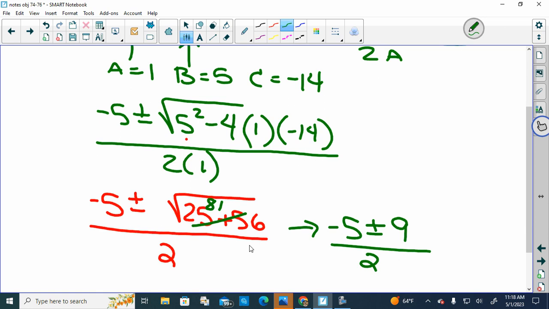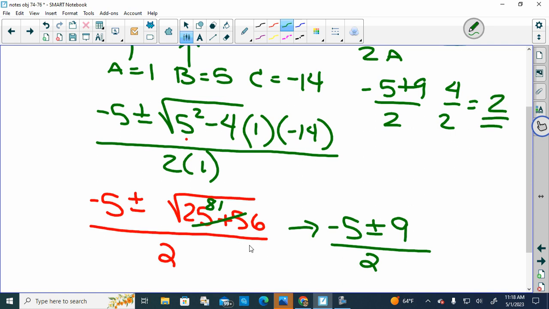Okay, now we're down to where we can get our two answers. So what we're going to do, and we're going to write it out, is go a negative 5 plus 9, whatever that is, divided by 2. And then we're going to go a negative 5 minus 9, whatever that is, divided by 2. Okay, so we're going to write it out on the first one. You write it below. I'm going to write right here. Okay, so a negative 5 plus 9 divided by 2. Well, negative 5 plus 9 is 4. And I have 4 divided by 2. Okay, so there's one of my answers.